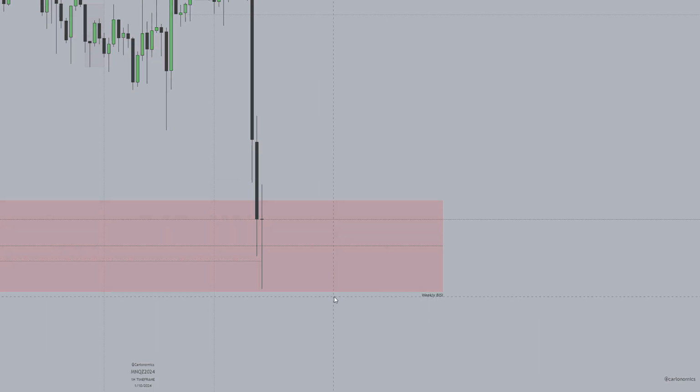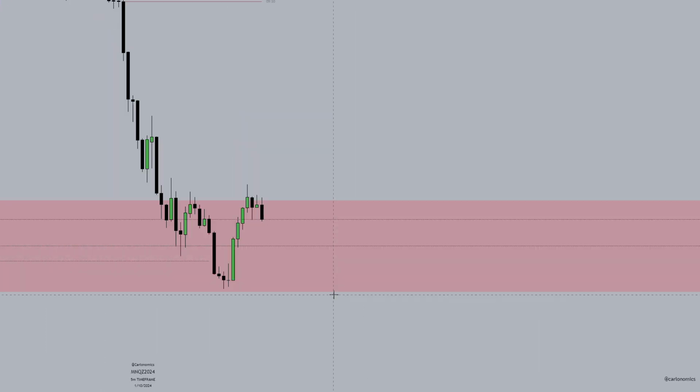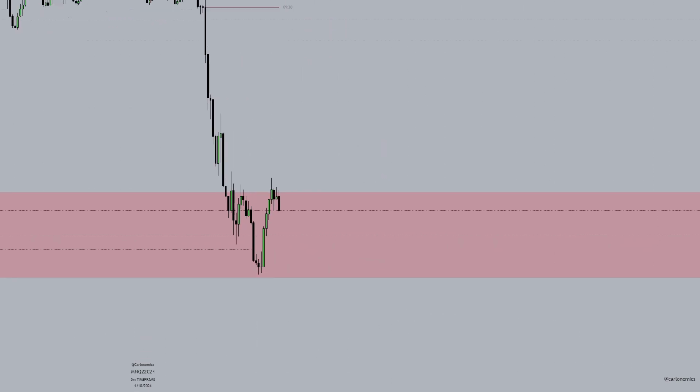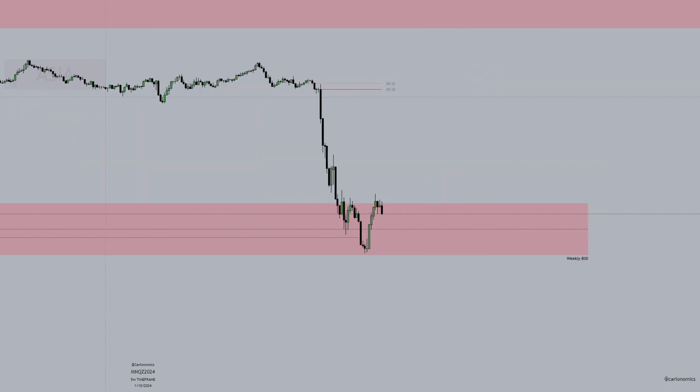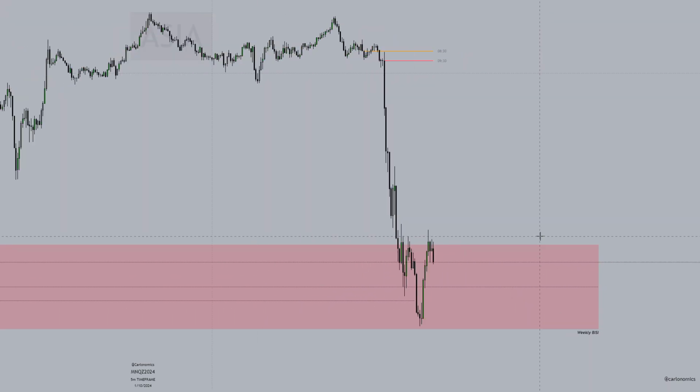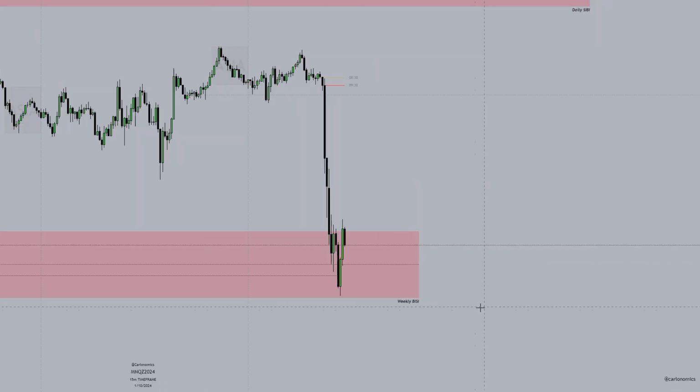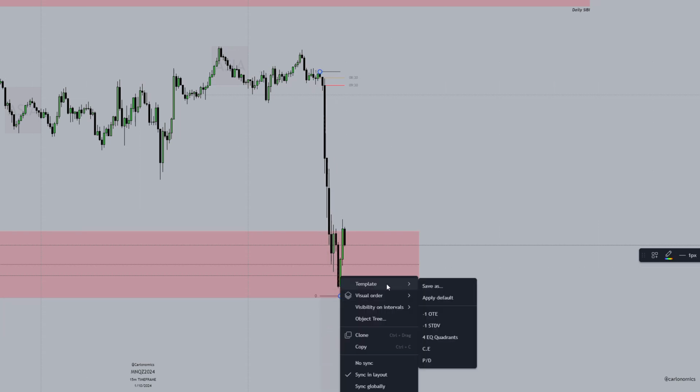So 15-minute time frame, 5-minute. On the 5-minute, we inverse this fair value gap right here, after continuing lower. But I like to draw my premium discount from my 15-minute time frame. So for example, this high up here and this low, that's how I like to draw my premium discount from.